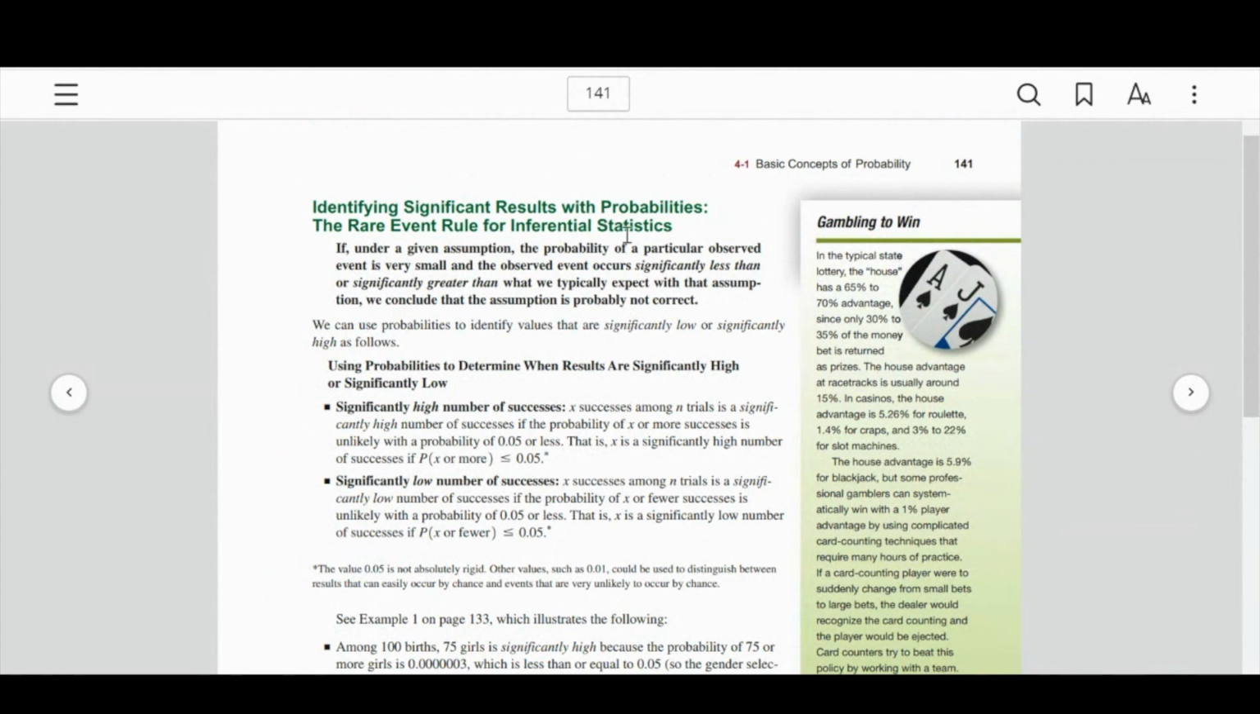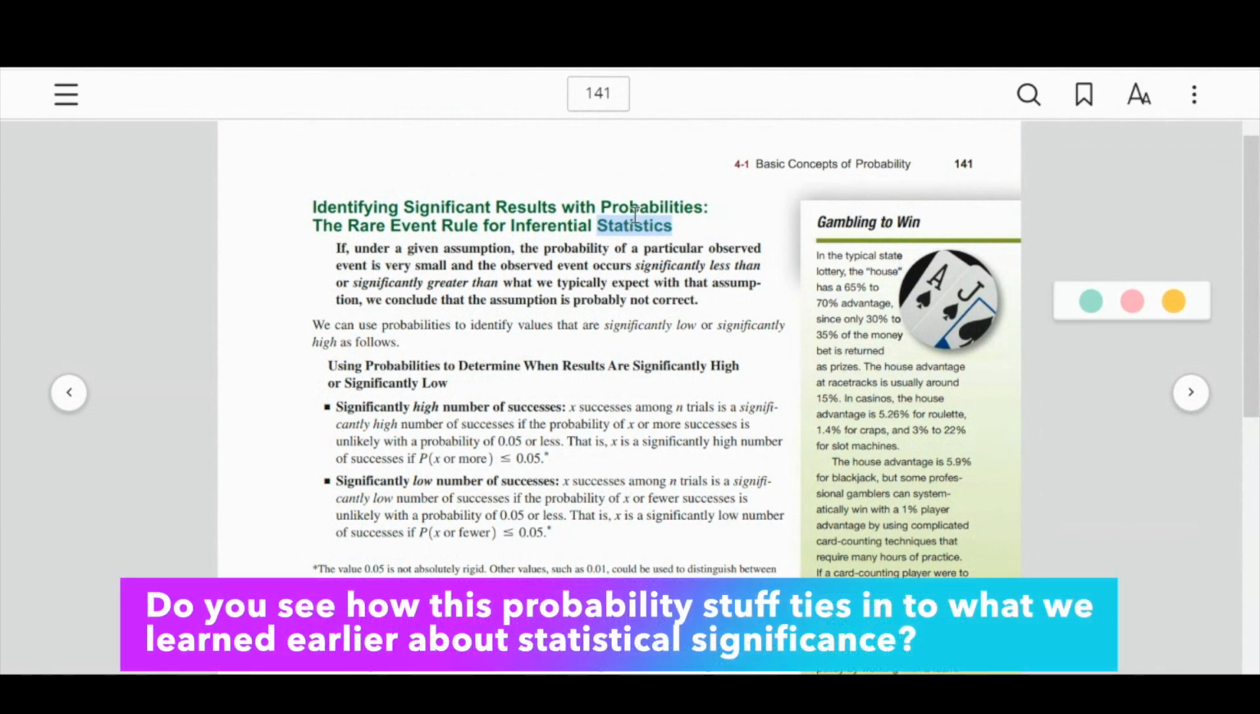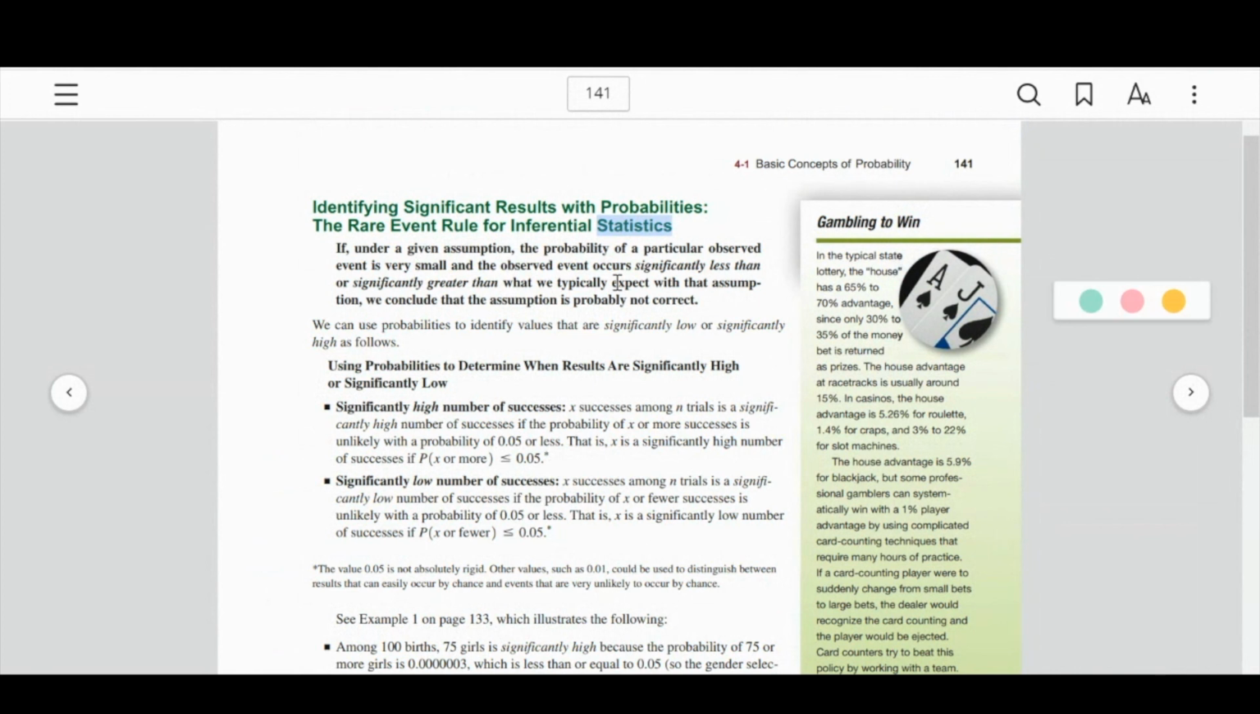So here, wait. Statistics again? I thought we're doing probability. Yes, probability will be used with statistics. And this is a thing that will come back to haunt us, and we'll become very, very good at it because we'll practice it a lot. In chapter 8, we have a given assumption, and then the probability of an observed event. So I'm assuming in my mind I have an idea of how the world works. And then I see something that according to my assumption shouldn't happen. It's very, very rare.